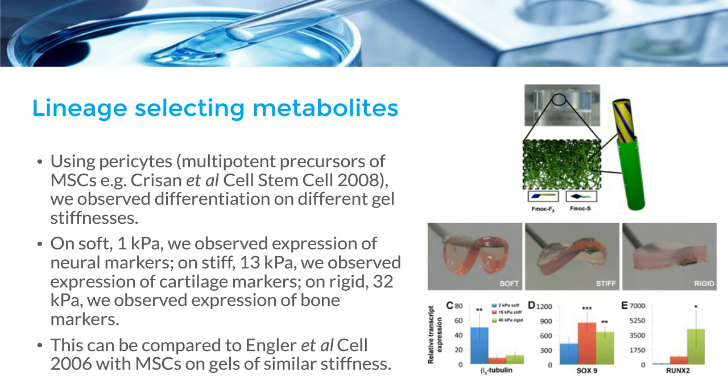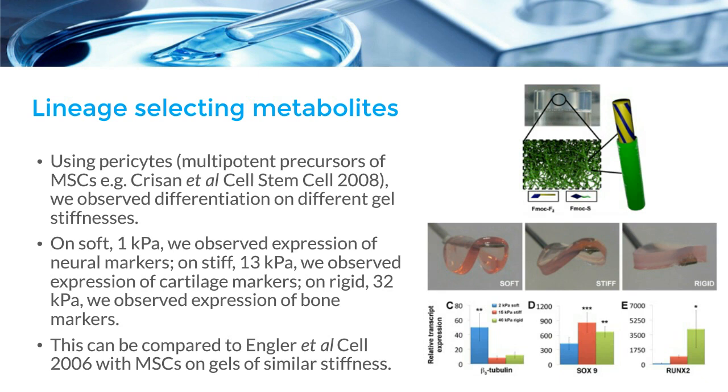And on the soft gel, around 1 kilopascal, they saw expression of neural markers from mesenchymal stem cells. On the medium gel, the 10 to 15 kilopascal gel, they saw myogenic expression, muscle cell expression for the mesenchymal stem cells. And on the very rigid gel, the 40 kilopascal gel, they saw expression of the osteoblast phenotype.